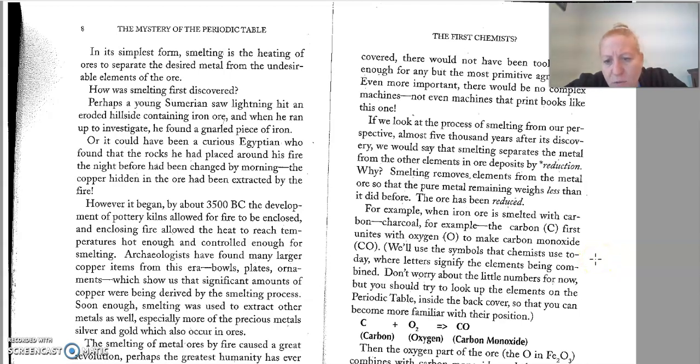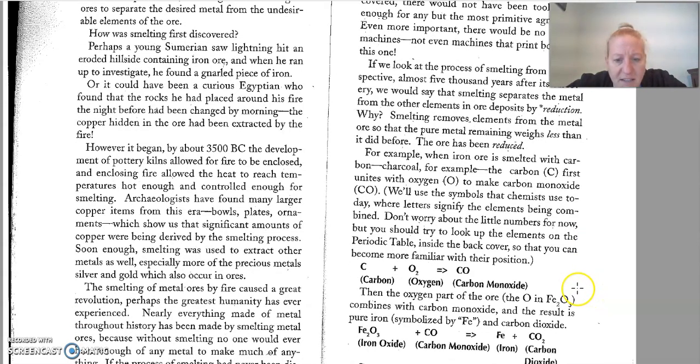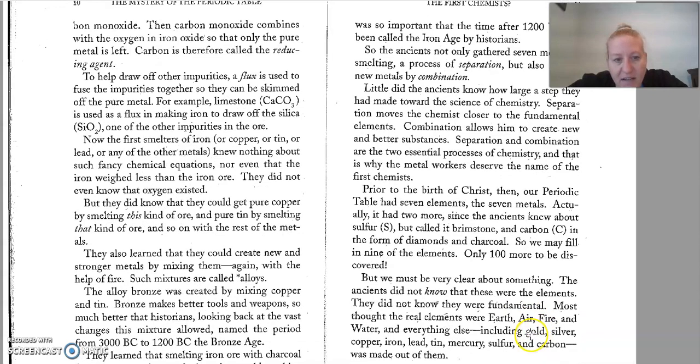For example, when iron ore is smelted with carbon, the carbon first unites with oxygen to make carbon monoxide. We'll use the symbols that chemists use today, with letters signifying the elements being combined. Don't worry about the little numbers for now, but you should try to look up the elements on the periodic table inside the back cover so that you can become more familiar with their position. So carbon plus oxygen, or O2, equals carbon monoxide. Then the oxygen part of the ore combines with the carbon monoxide, and the result is pure iron. So we have iron oxide plus carbon monoxide forms iron and carbon dioxide.